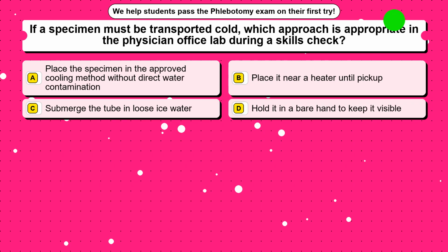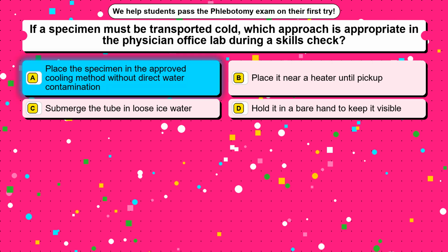Question 68. If a specimen must be transported cold, which approach is appropriate in the physician office lab during a skills check? Option A, place the specimen in the approved cooling method without direct water contamination. Option B, place it near a heater until pickup. Option C, submerge the tube in loose ice water. Option D, hold it in a bare hand to keep it visible.